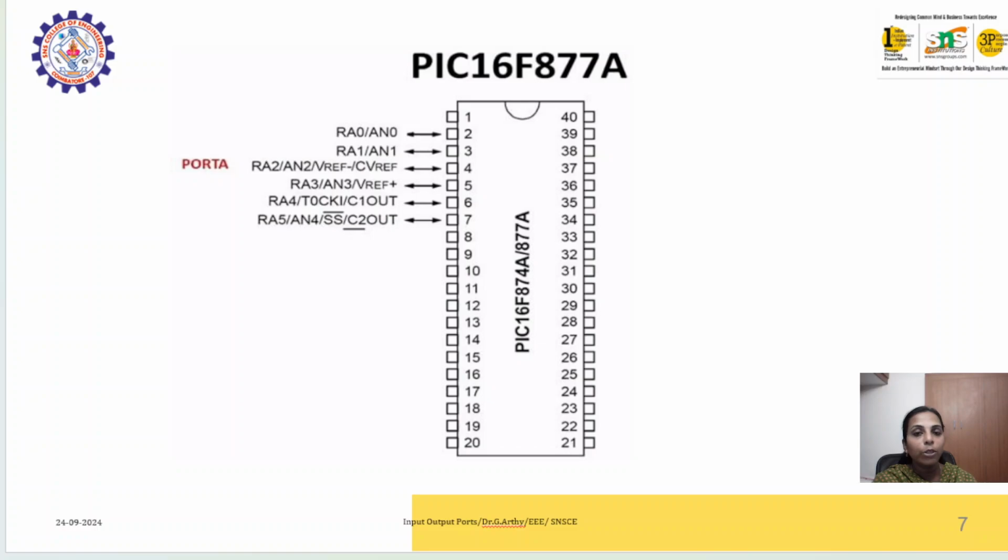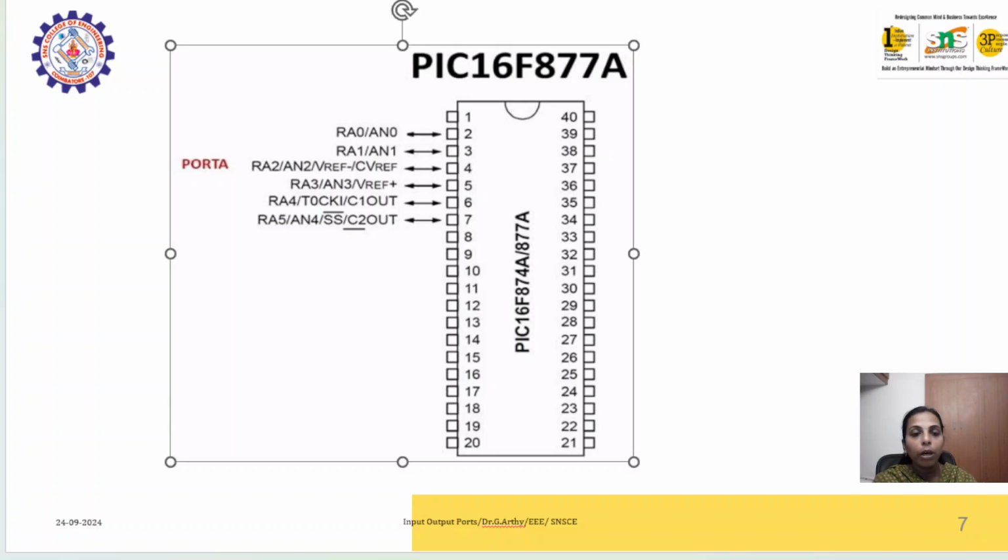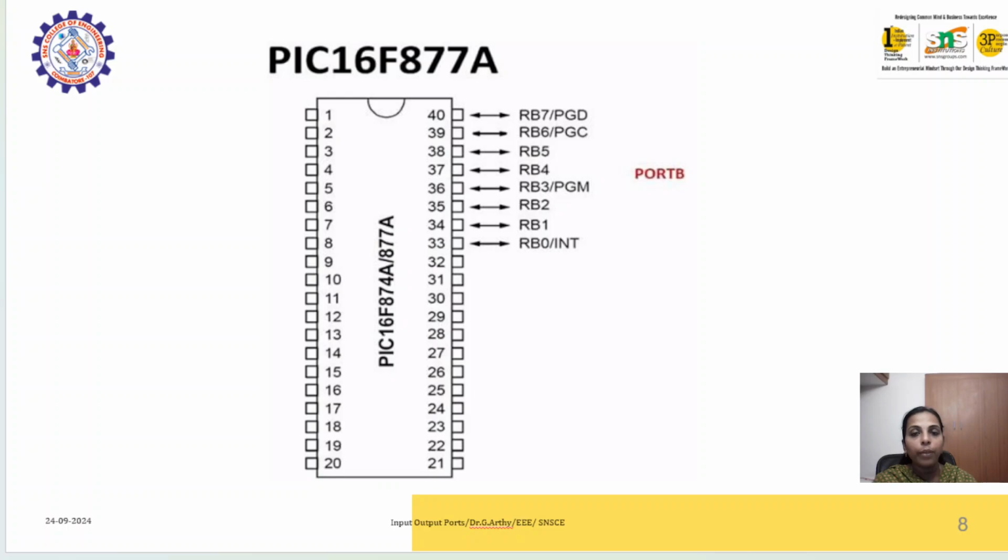So port A is a 6 pin port, right? So pin number 2 to 7 is port A. Every pin has multiple functionalities. So out of that, pins 2 to 7 are also used for port A. Then port B is pin number 33 to 40.